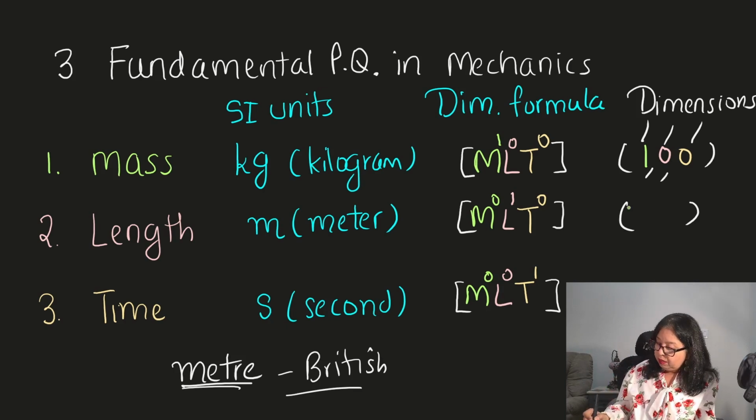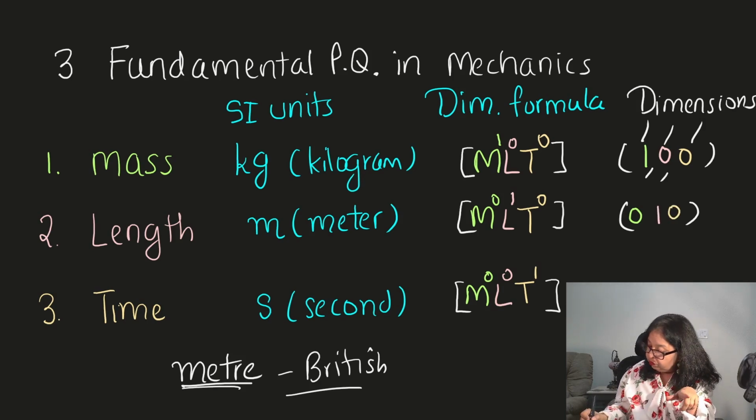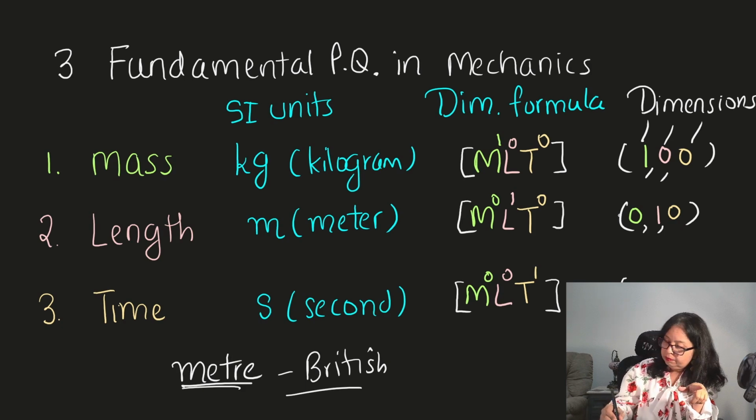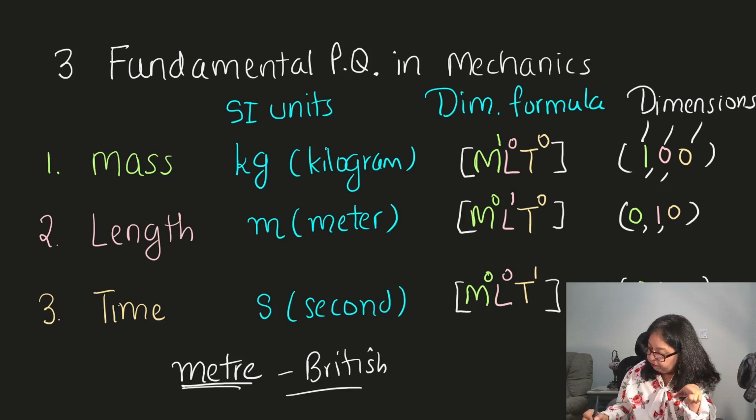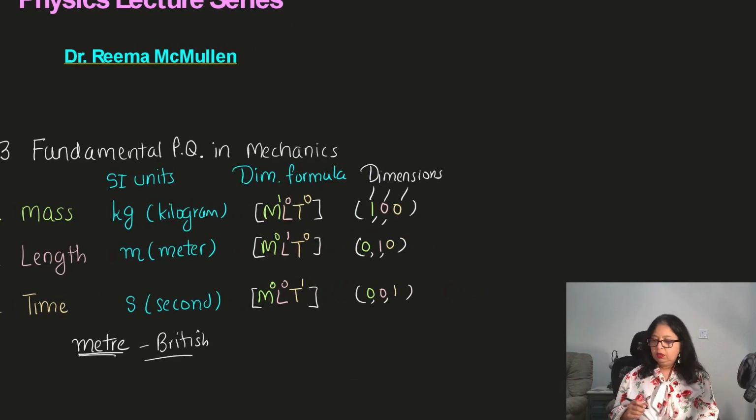What do I write first? 1 or 0? Did I hear a 0? Good, you're right. Next, this is length. So we have 1 unit of length and 0 units of time. Let's put commas. Last is now for time. And for time, you have 0 units of mass, 0 units of length, and 1 unit of time. There you go. Now it fits here.